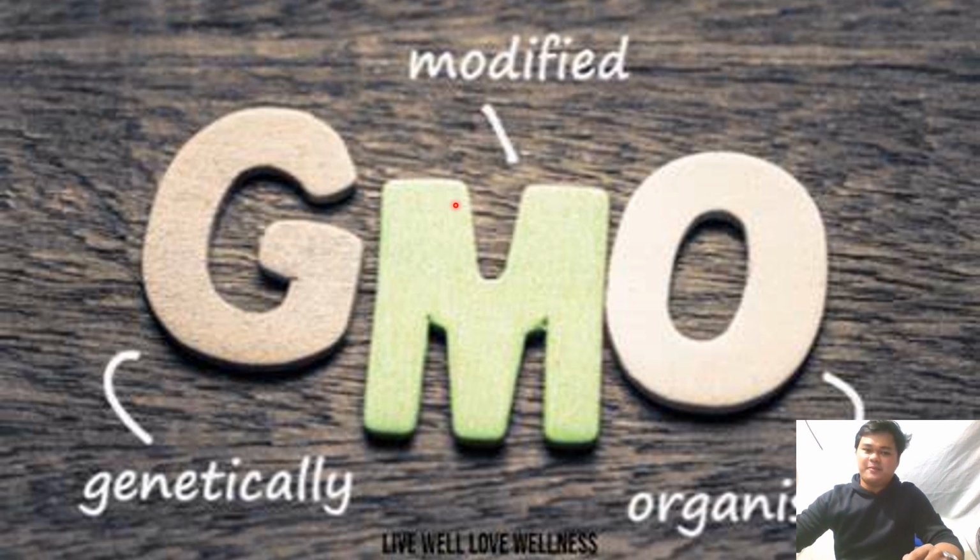Our topic for today is GMO, or what you call genetically modified organism. It is a plant, animal, microorganism, or other organism whose genetic makeup has been modified in a laboratory using genetic engineering or transgenic technology. This creates combinations of plant, animal, bacteria and virus genes that do not occur in nature or through traditional crossbreeding methods.